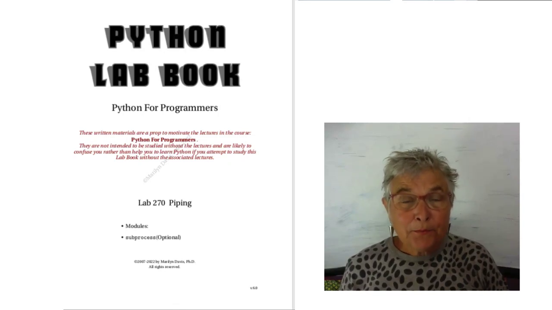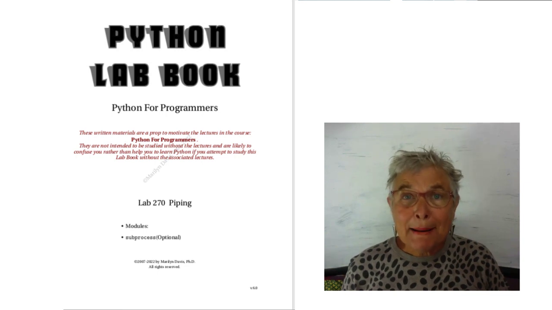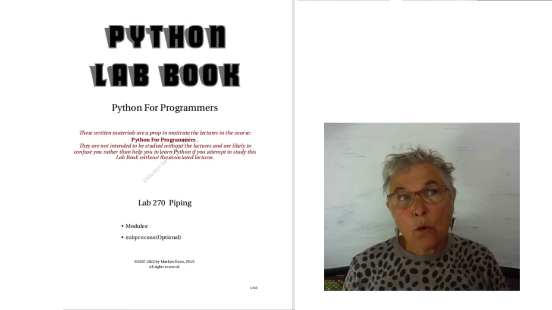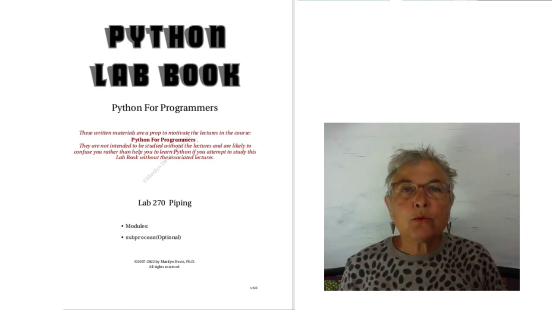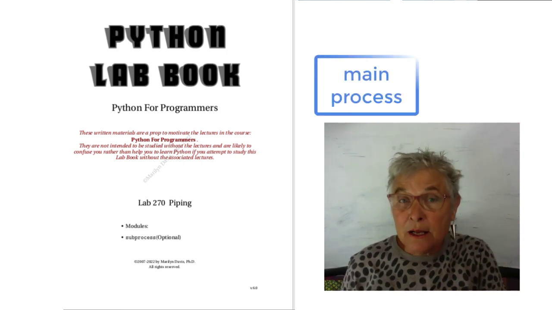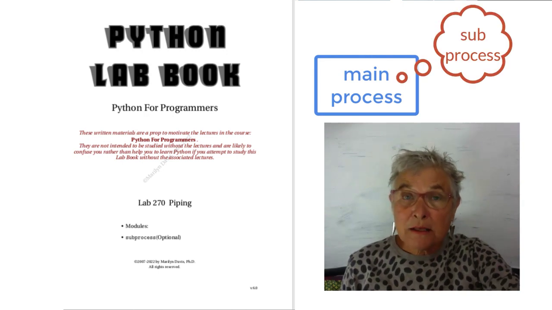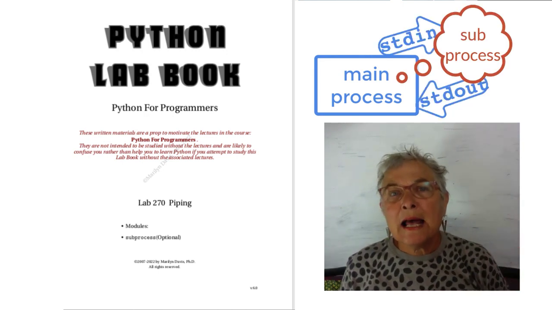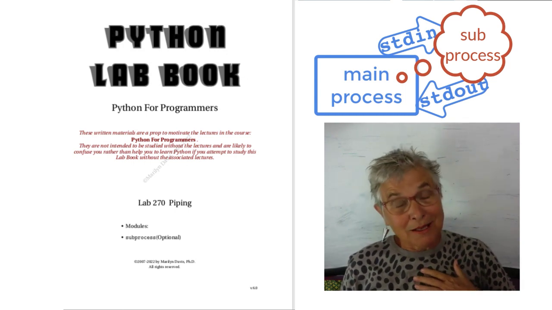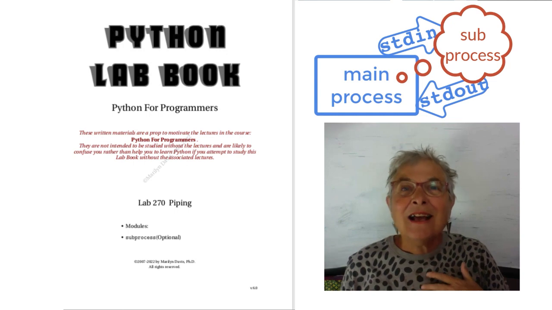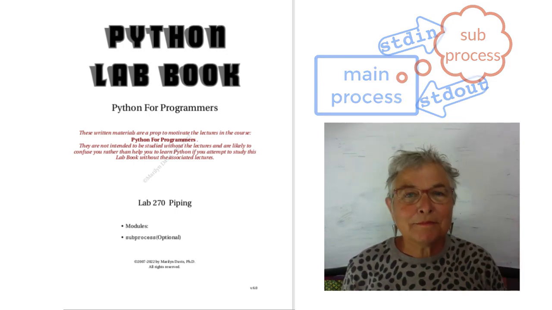Hello again. Our next lab, Lab 270, is about piping. Piping meaning fork and exec. It means you have your process running and you have it spawn or run another process. And you might want to collect the standard out from the other process to process that standard out in the original process. What you did is you piped.